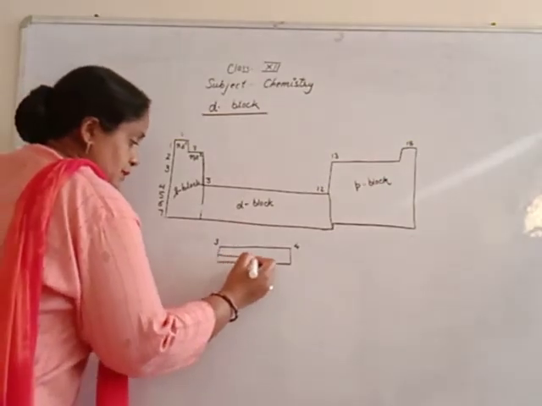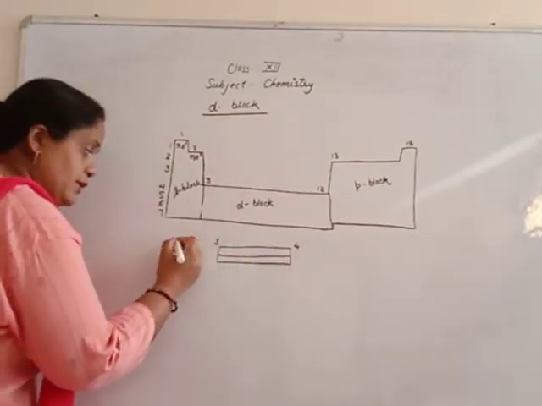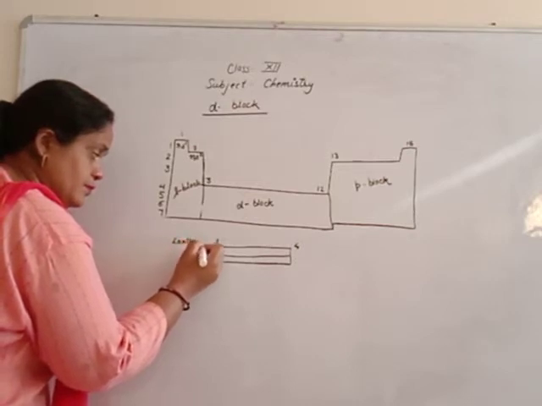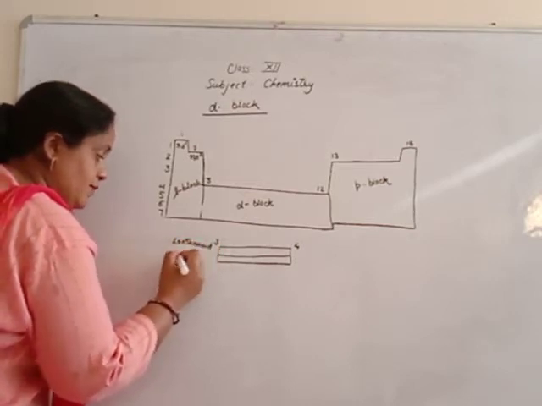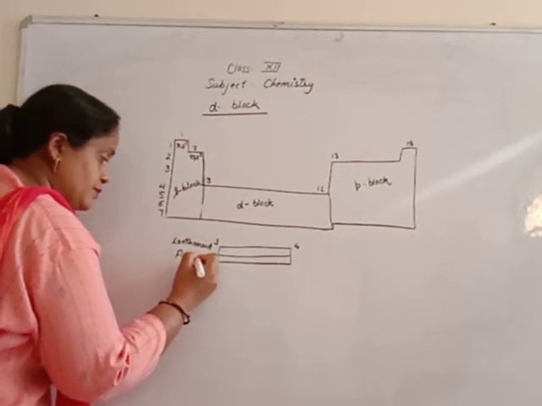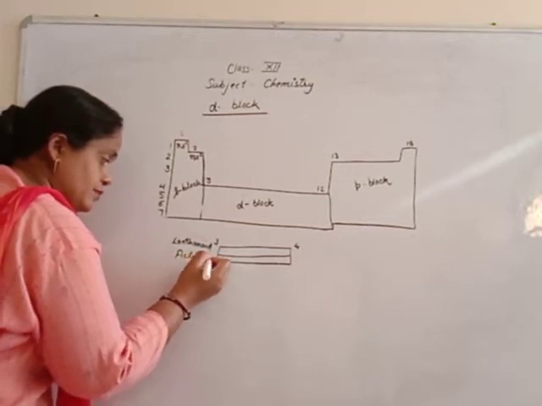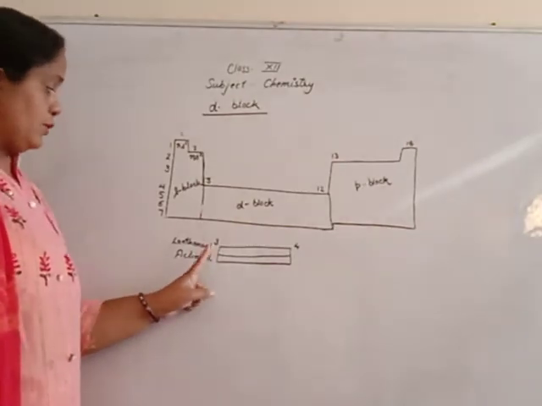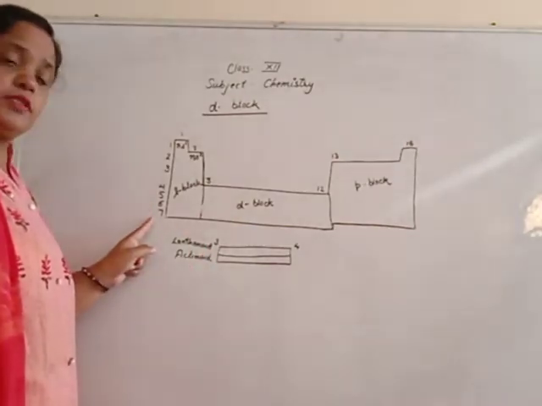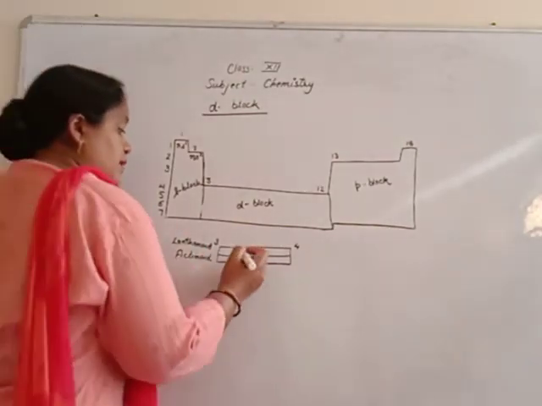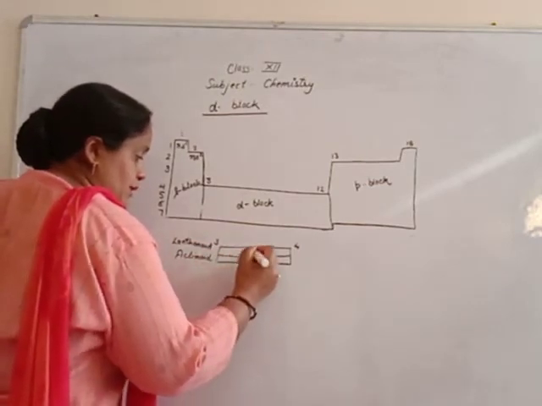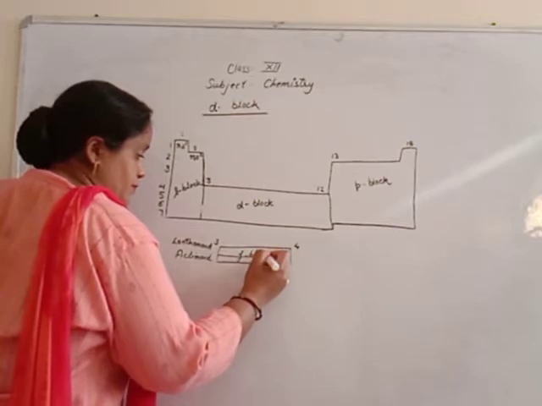Two rows are present. Beta, the first one is known as lanthanoid and the second one is the actinoid. These lanthanoids and actinoids belong to group 3. The last electron of these will be entering F orbital, so these are included in F block.